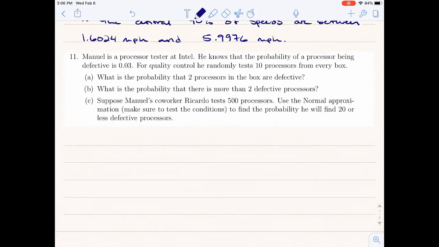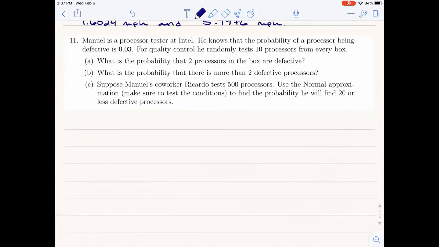So you could go ahead and make a tree diagram, but it would have to have 10 layers, right? 1 for each processor. It's either defective or not defective, defective, not defective. That sounds like a lot of work, right? And so we move over to the binomial distribution, which is our way of handling those kind of big tree diagrams. And so part A, what's the probability that 2 processors in the box are defective?